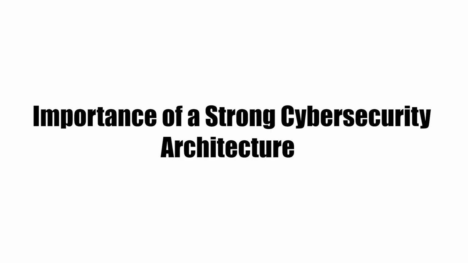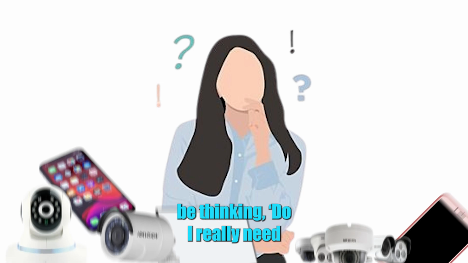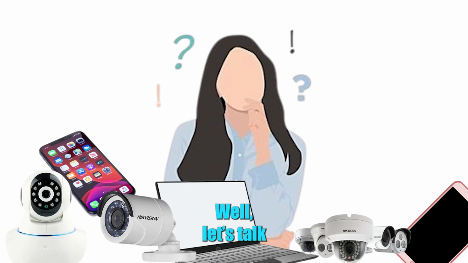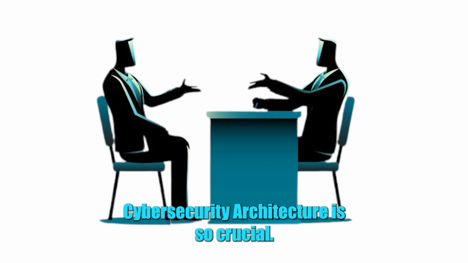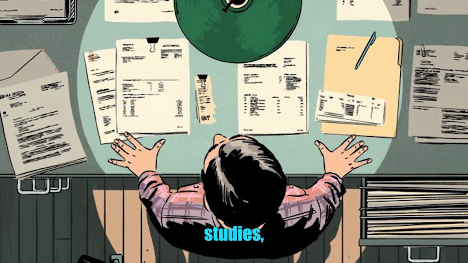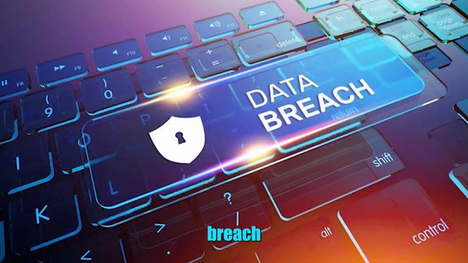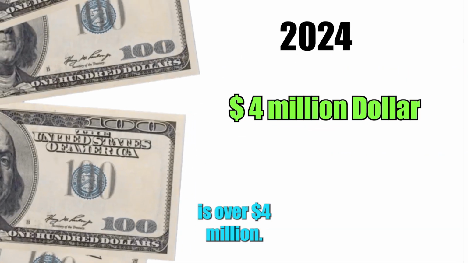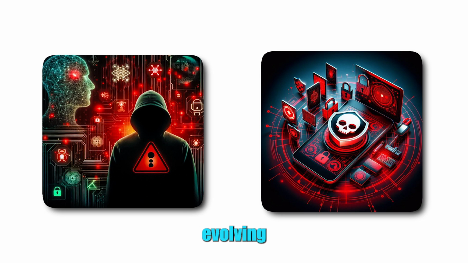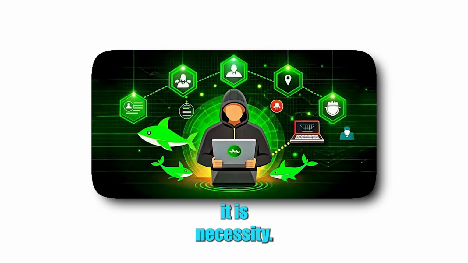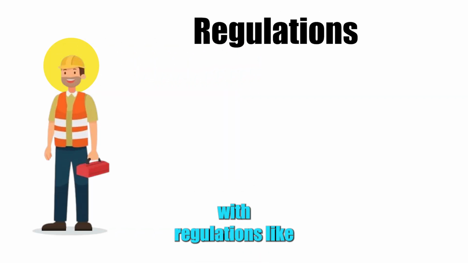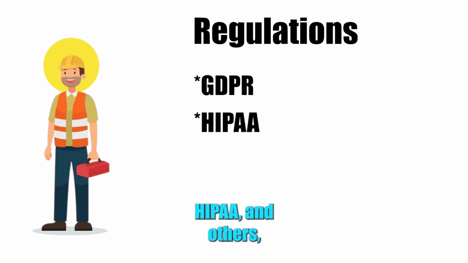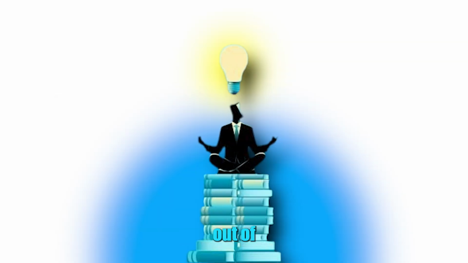Importance of a strong cybersecurity architecture. You might be thinking, do I really need all of this? Well, let's talk about why cybersecurity architecture is so crucial. According to recent studies, the average cost of a data breach in 2024 is over $4 million. And with cyber threats evolving at an alarming rate, having a robust architecture in place is no longer optional. It is a necessity. It is not just about preventing attacks. A good architecture also ensures compliance with regulations like GDPR, HIPAA, and others, keeping your business out of legal trouble.